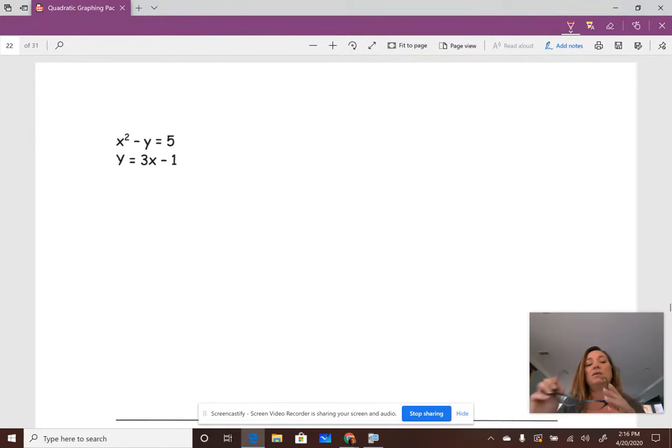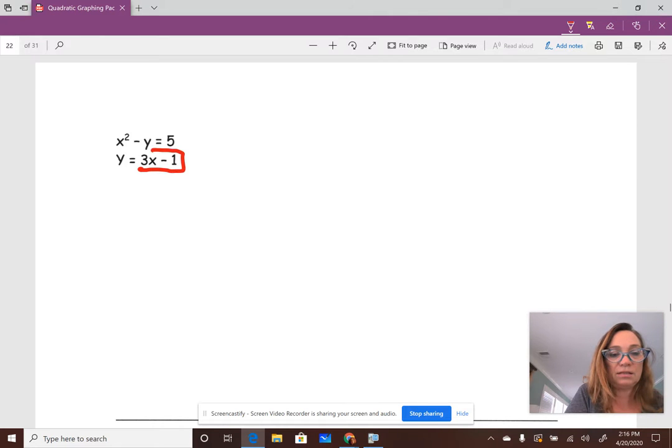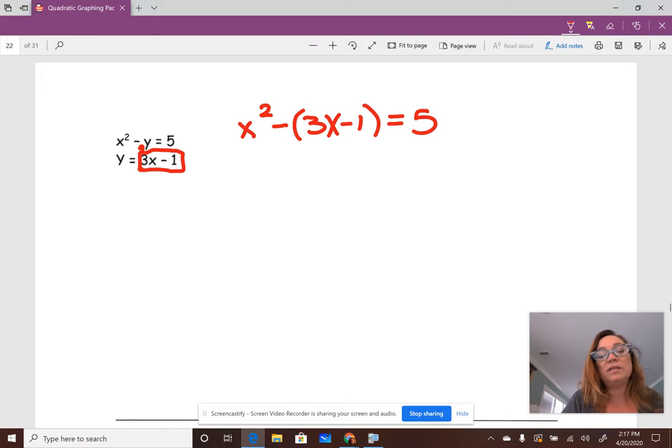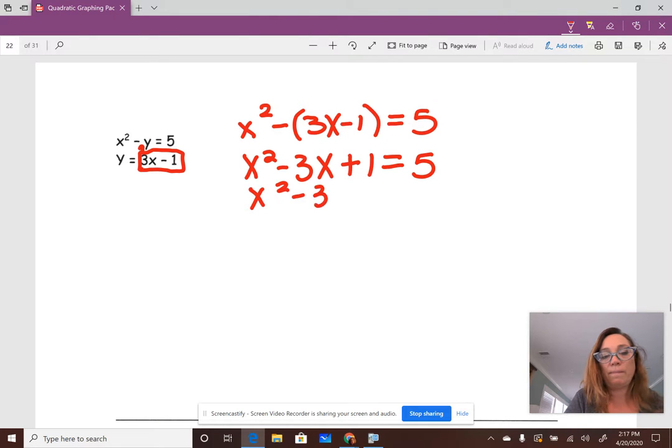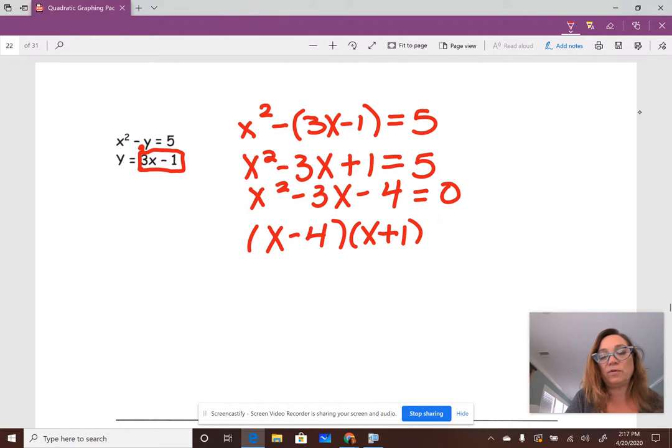Okay. So for this one, I am going to substitute this right up there. So x squared minus the quantity 3x minus 1 equals 5. I could set them both equal to y and solve as well, but I saw that, so I decided to substitute. Distribute the negative, so the 1 becomes a positive. Set it equal to 0, and factor. Not everything is factorable, but so far so good.